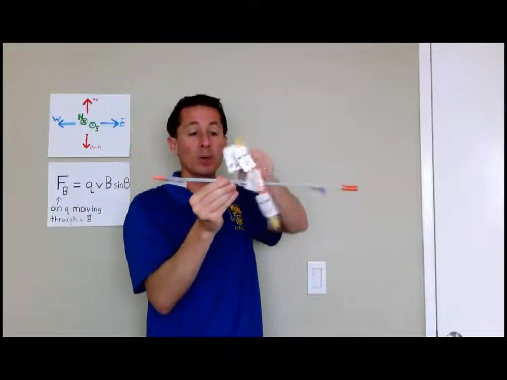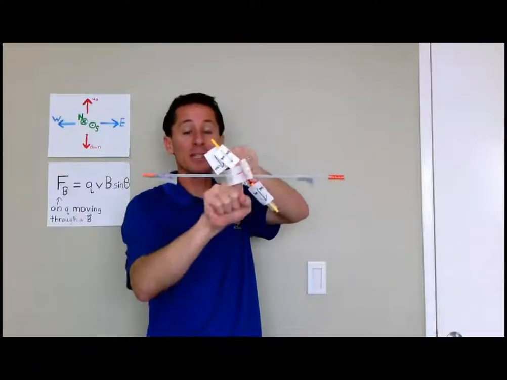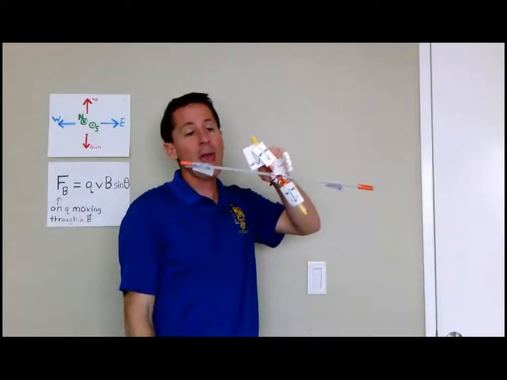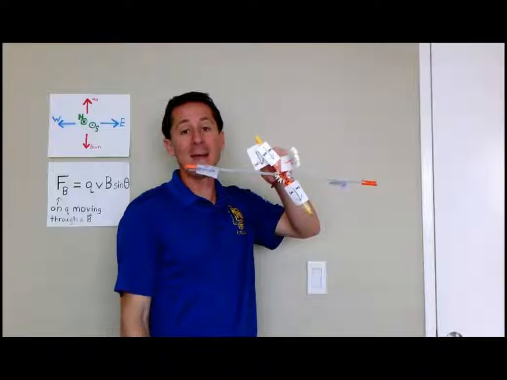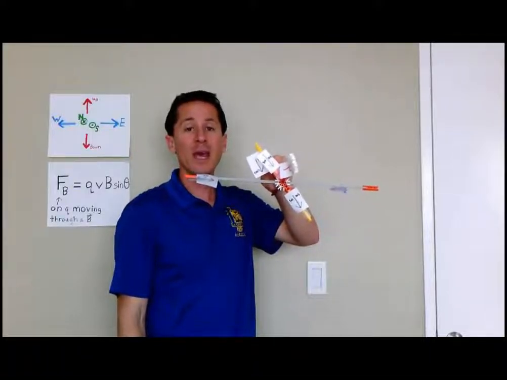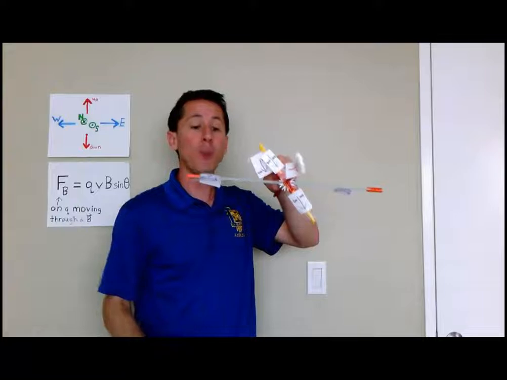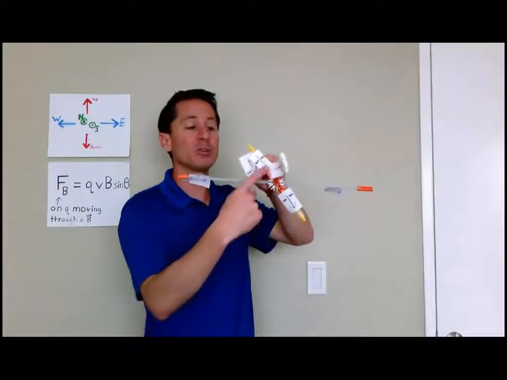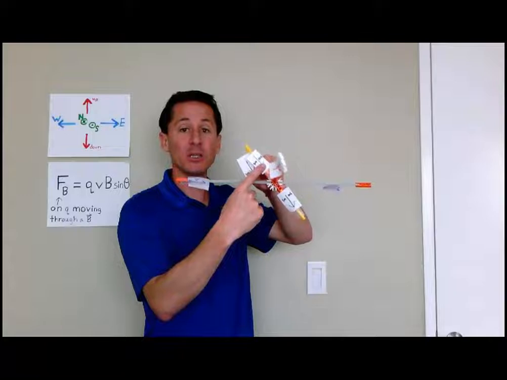The only direction perpendicular to both of these directions is out of the page or into the page. Those are the only possible directions that are perpendicular to both. And we have found that the magnetic force on a charged particle moving through a magnetic field is always perpendicular to both the velocity of the charged particle and the direction of the magnetic field itself.